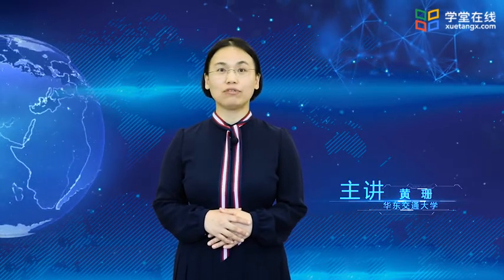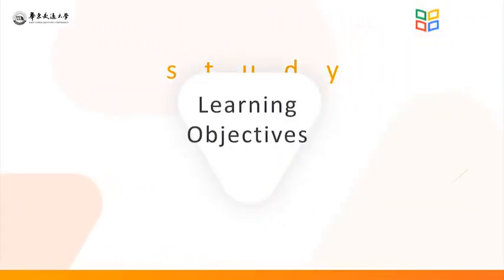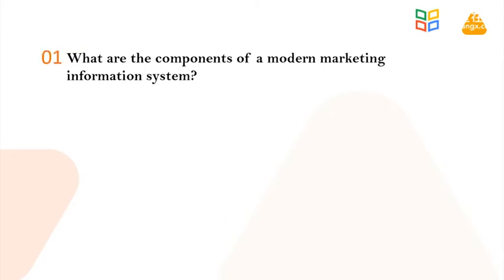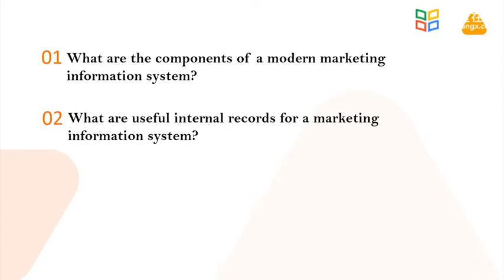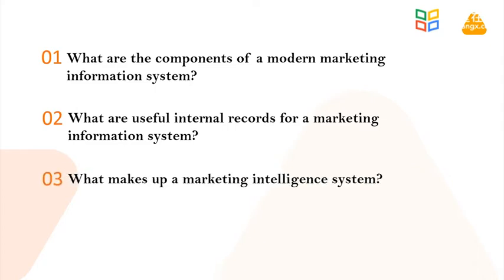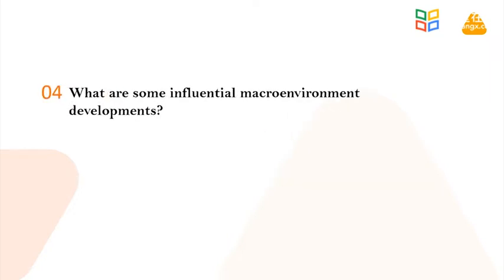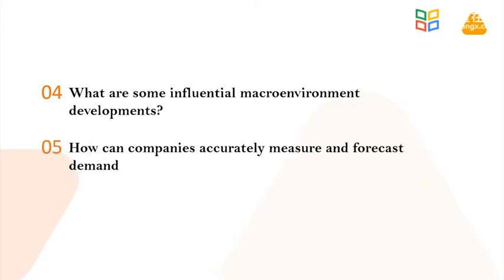Today, we will start our Chapter 3, Collecting Information and Forecasting Demand. In this chapter, we will figure out the following questions. What are the components of a modern marketing information system? What are useful internal records for a marketing information system? What makes up a marketing intelligence system? What are some influential macro-environmental developments? How can companies accurately measure and forecast demand?